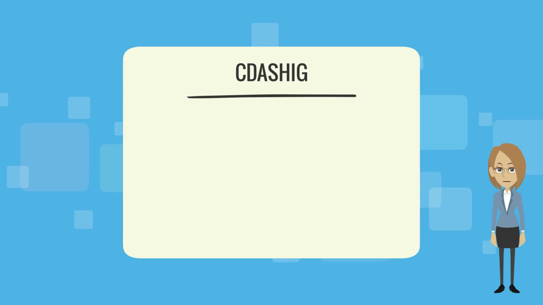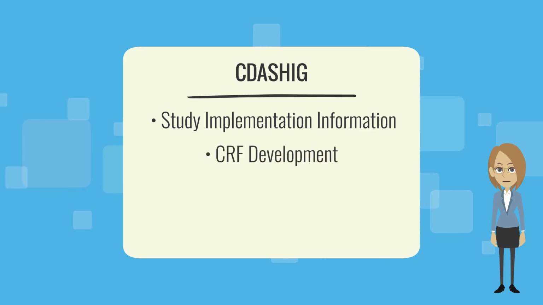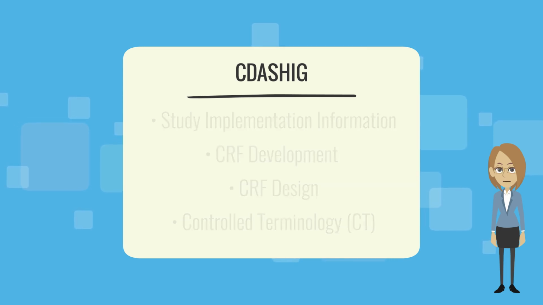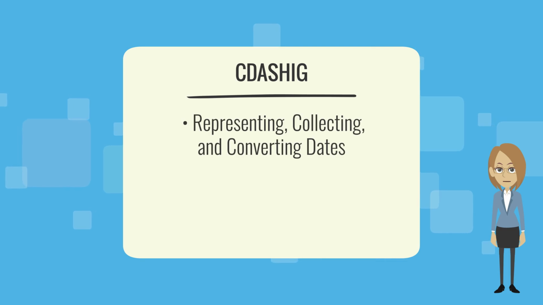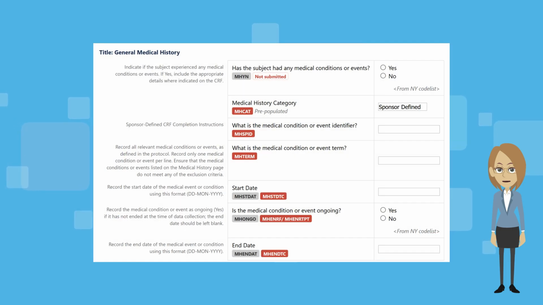The CDASH IG contains additional study implementation information and provides recommendations for processes for developing CRFs, best practices for CRF design, and data collection. It also discusses the importance of controlled terminology, including standardized coding of collected data. Some specific topics are included, such as representing, collecting, and converting dates, as well as handling relative timing, such as when one event is defined as occurring before or after another event. There are also many examples of CRFs that may prove useful.